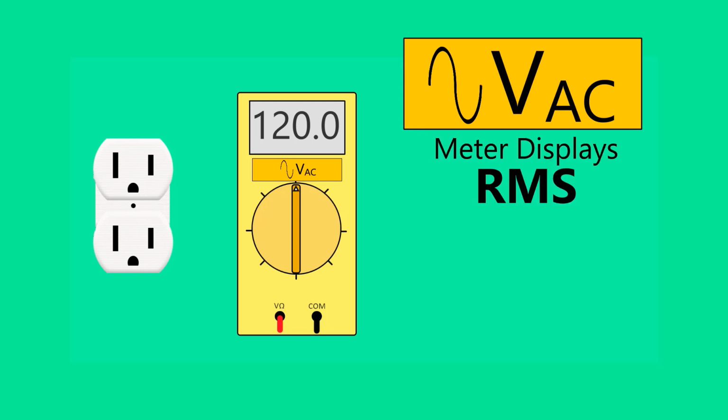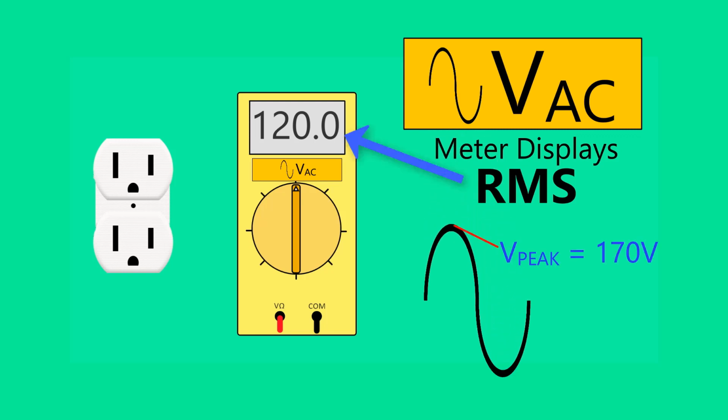The value displayed is an RMS value. It is important to note that the sine wave peaks at about 170 volts. However, an AC meter will display an RMS value.